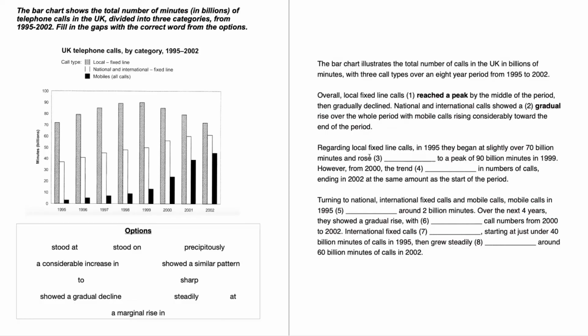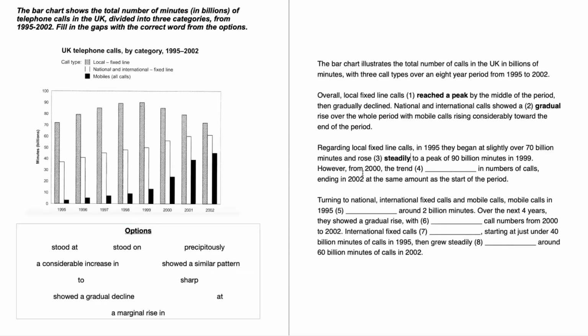So a clue here is we see a verb, so we know we're going to be looking for an adverb. If we look at local fixed line calls, that's the gray. We're going to be looking here. In 1995, they began at slightly over 70 billion and they rose. You see it is not sudden, it is not sharp. And so a perfect adverb that we see here would be steadily.